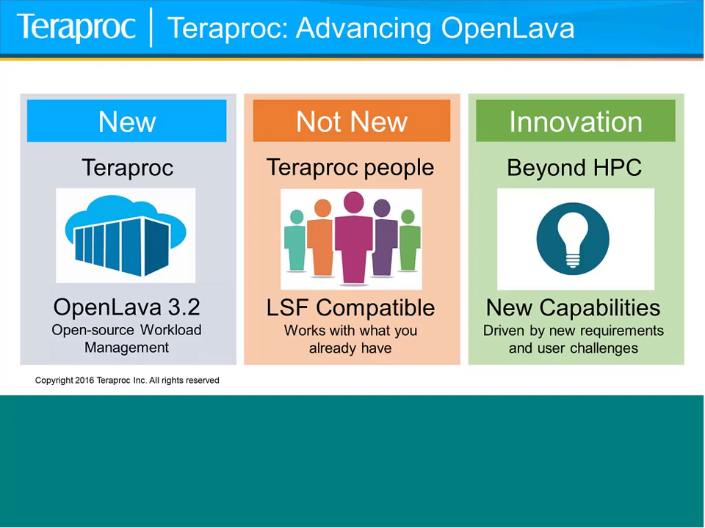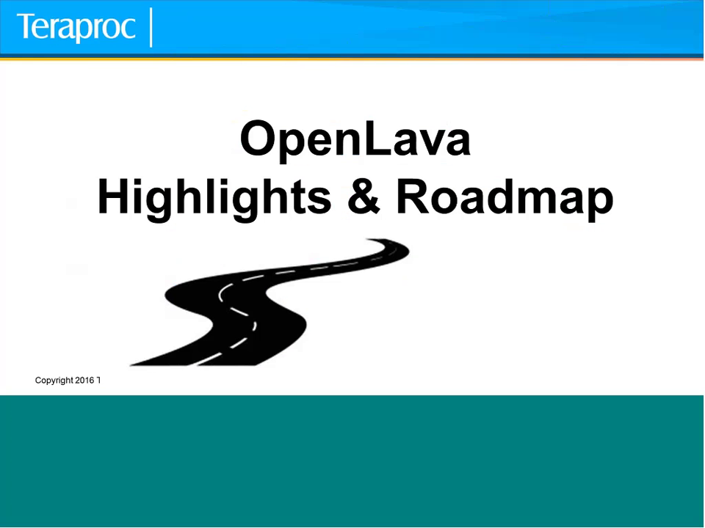However, we do not stay steady. We want to be innovative, right? We want innovation on both the technology side as well as the business side. So we're looking to have a new business model that the traditional vendors cannot provide. And with that, I pass to James to talk about OpenLava highlights.